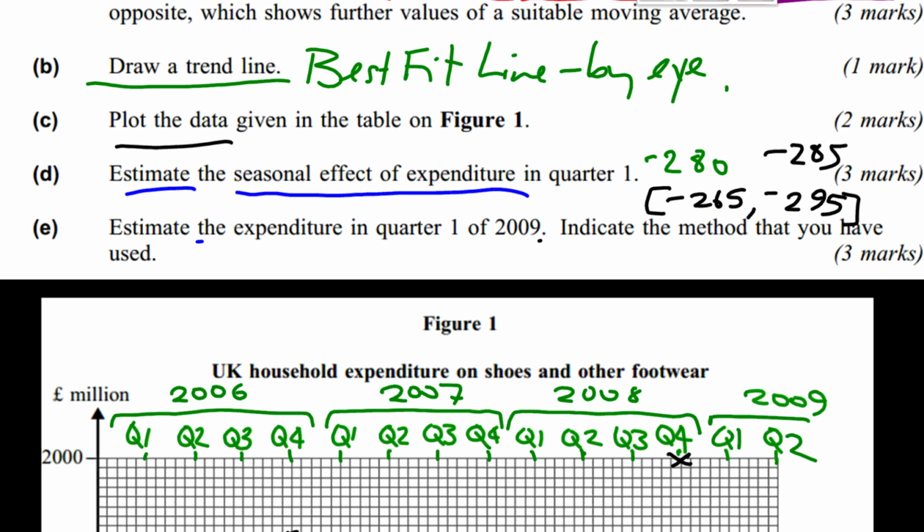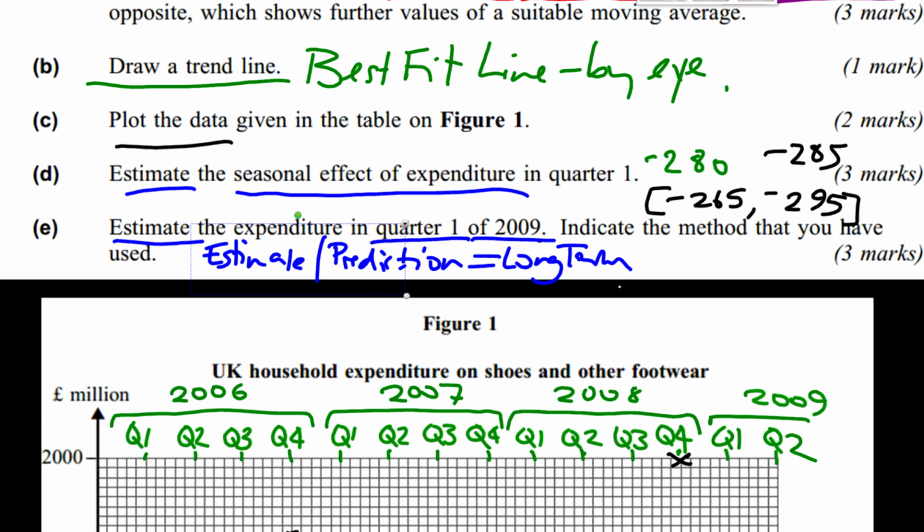Part D, estimate the expenditure in Q1 2009, so they want us to go off the end to the right hand end of the graph and indicate the method that you've used. So the method is, our estimate, or prediction, that's what you'd usually be using here, equals our long-term trend, adjusted for our seasonal effect.